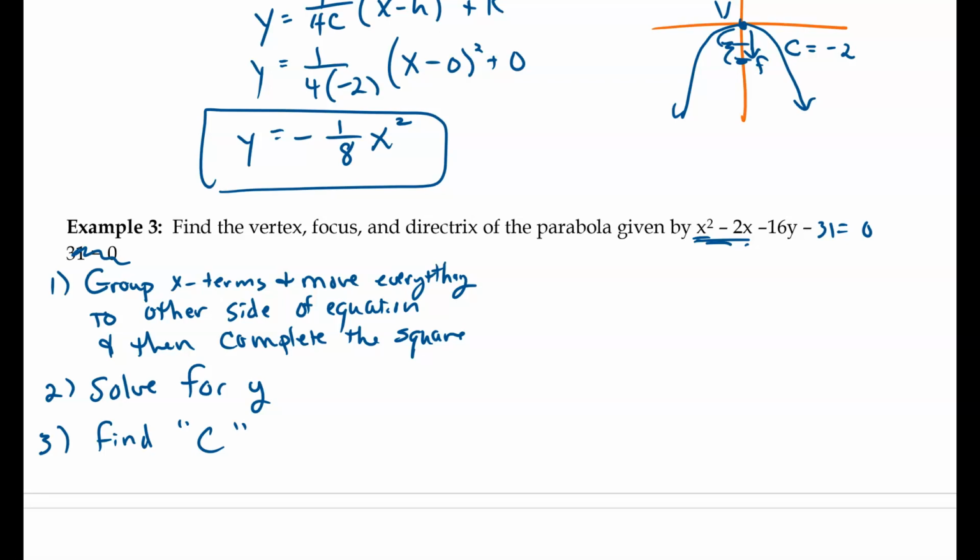So let's keep our x values together and keep our y's together. Here's what I'm going to do. I'm going to move everything to the left here. I'm going to go x squared minus 2x is going to equal 16y plus 31, and I'm going to rewrite it this way: 16y plus 31 equals x squared plus 2x. I just rewrote it so that y equals goes easier in the form that we're doing.